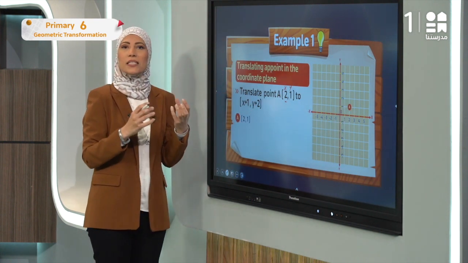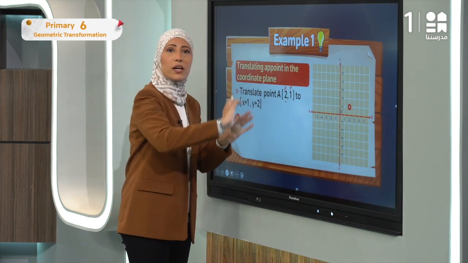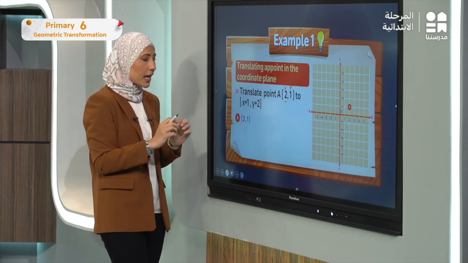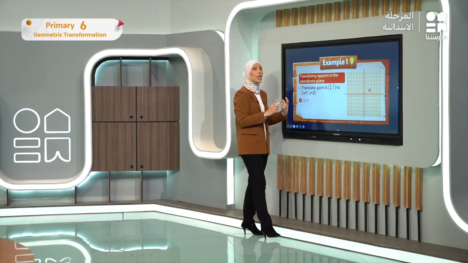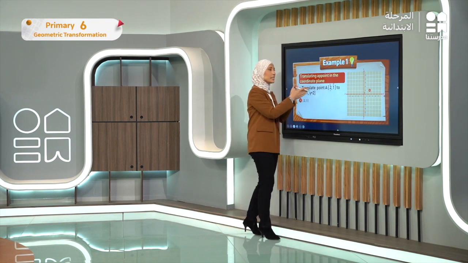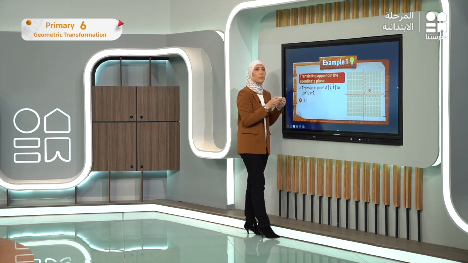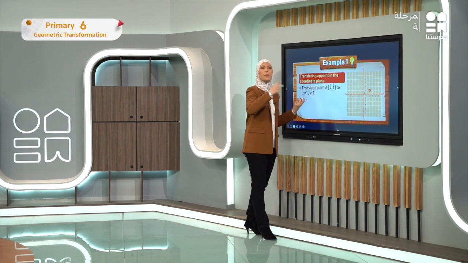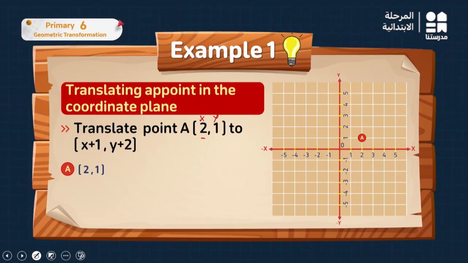طيب ده أعملها إزاي؟ وهل كل مره لازم يبقى عندي الكوردينيت بلان عشان أطلع البوينت بتاعتي؟ طيب الطريقه بتاعت الإكزامبل اللي إحنا أخدناه، أنا عندي البوينت، أنا عايزه أطلع الإيمج. الإيمج represented by the letter dash. يعني أنا لو عندي البوينت بتاعتي بوينت A يبقى الإيمج بتاعتي أسميها A dash. لو البوينت بتاعتي named B يبقى الإيمج بتاعتي B dash and so on. طيب هنا عندي البوينت A 2 and 1 والترانسليشن بتاعتي هو مديهاني plus 1 و plus 2.